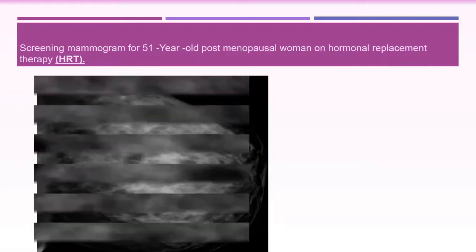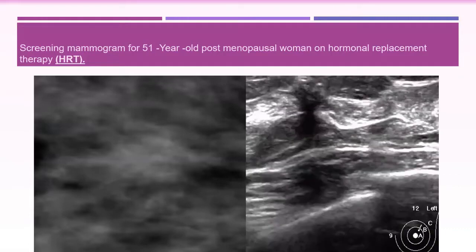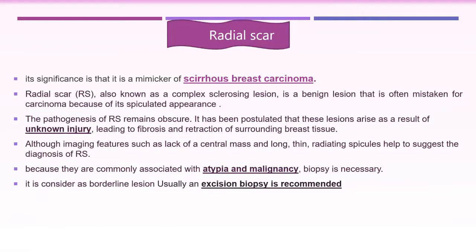Okay. Yes, you can see it now, and this is seen in ultrasound, and in this case it was a radial scar. Differential diagnosis includes scirrhous type of cancer. It's okay.